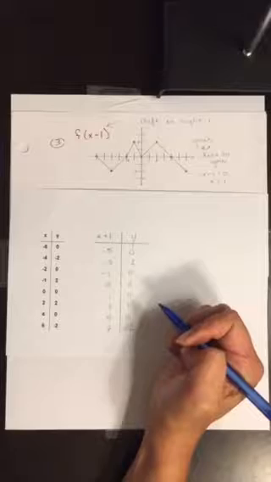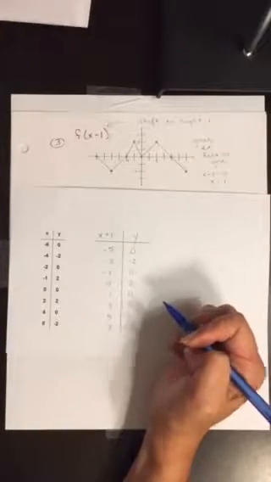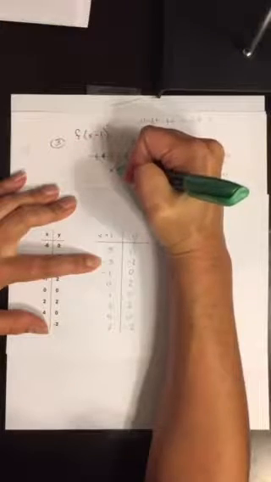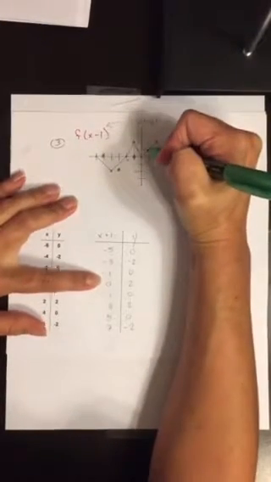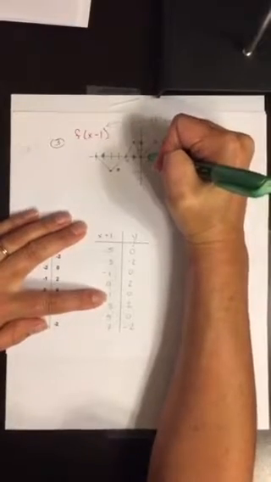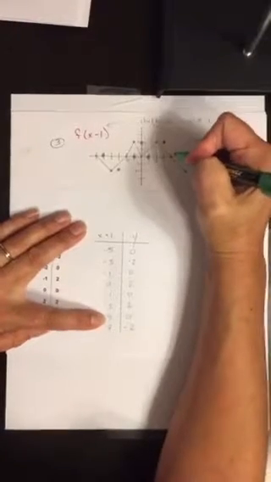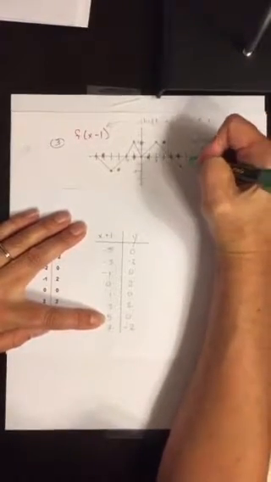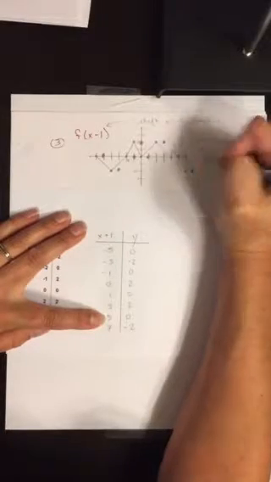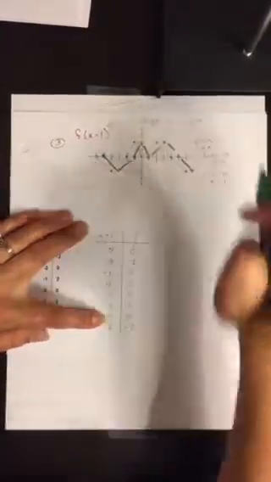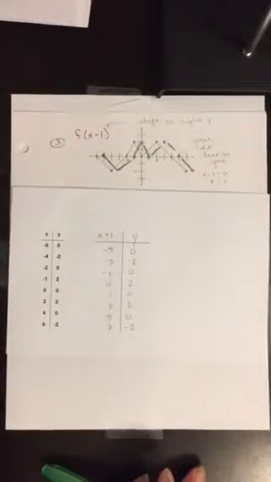Okay. Now I'm going to go ahead and plot my points. (-5, 0), (-3, -2), (-1, 0), (0, 2), (1, 0), (3, 2), (5, 0), and then (7, -2). Okay, so as you can see, the parent function shifted 1 to the right.